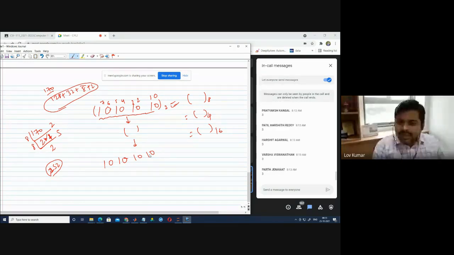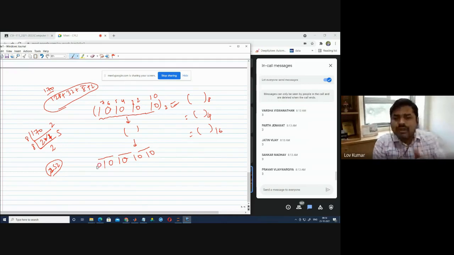Now what you do is start from the right side and make groups of 3 bits. Here we are getting only 2 bits in the last group, so we add a 0, because adding 0 before a positive number does not change the number.